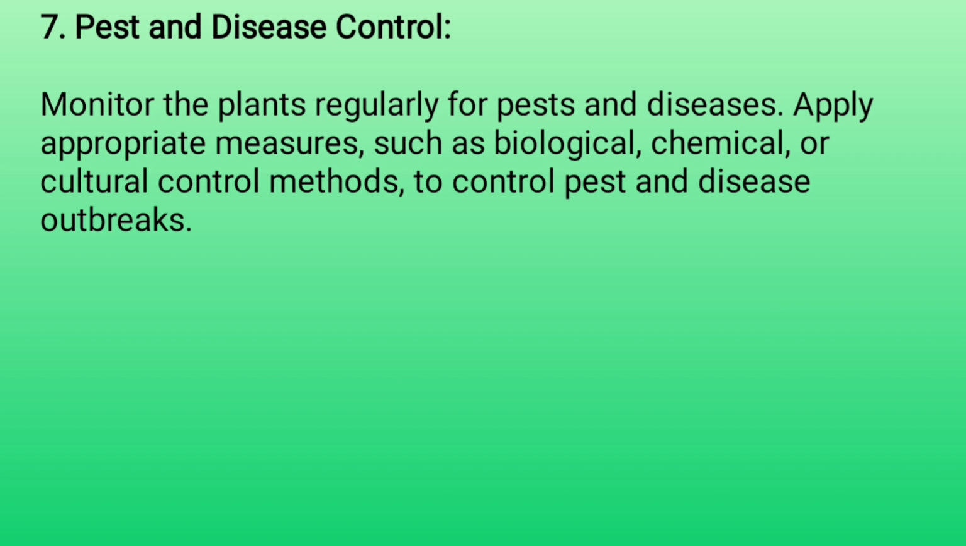Apply appropriate measures such as biological, chemical or cultural control methods to control the pest and disease. And it's very important that you use biopesticides. The biopesticides are those pesticides that are prepared from such medicinal plants that have strong antibacterial, antifungal, and anti-insect properties. So these biologically controlled pesticides can be used to produce disease and pest-free raw material from your medicinal plants.